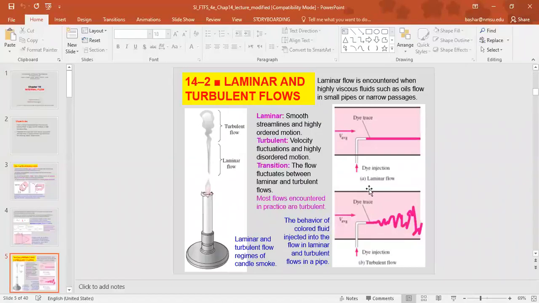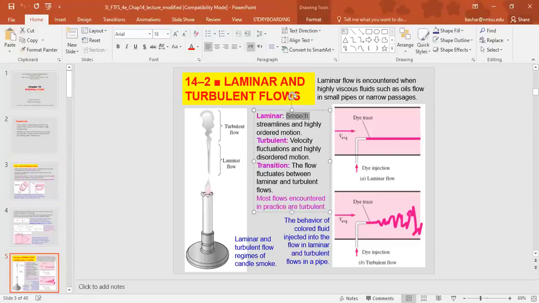In this section 14.2, one of the classification of the flow is the laminar and turbulent flows. The laminar flows, the flow is characterized by smooth streamlines and highly ordered motion, while in turbulent flow, it's characterized by velocity fluctuations and highly disordered and chaotic motion. The transition is the region or the regime in between the laminar and the turbulent. It has characteristics from both the laminar and turbulent flows, so it fluctuates between the two.